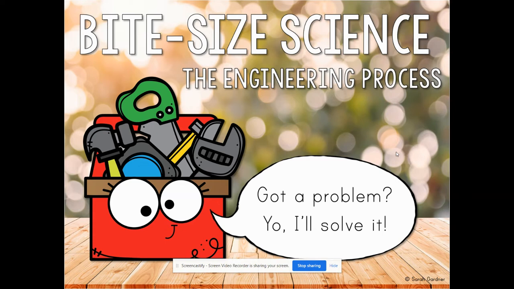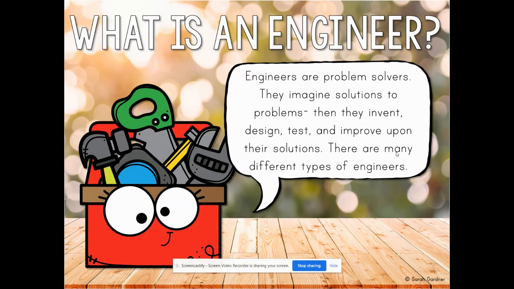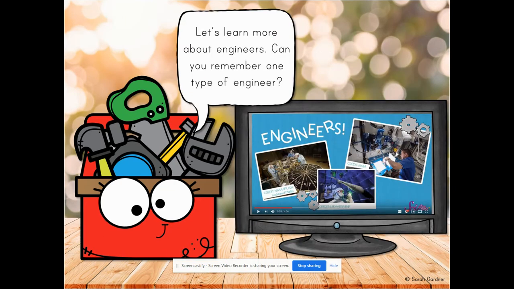Okay. So, what is an engineer? Engineers are problem solvers. They imagine solutions to problems and then they invent, design, test, and improve upon their solutions. There are many different types of engineers. So today we're going to take a little bit of a deeper dive into the different types of engineers that we have. So let's learn about those with this quick little video.